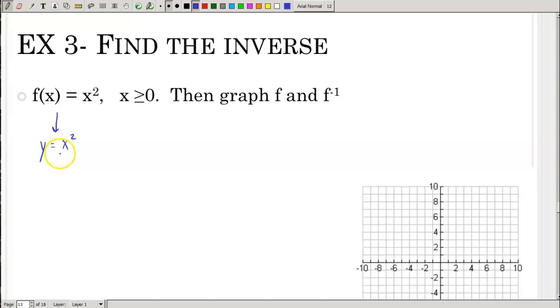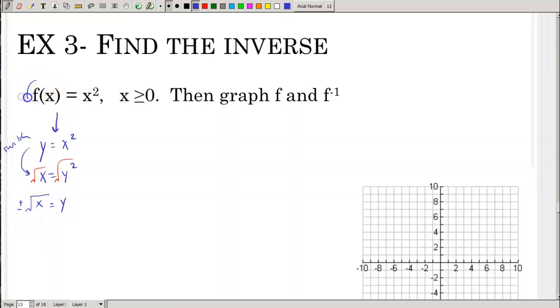Remember, this idea of inverses is that you take the inputs and the outputs and you simply switch them. So I make this x equals y squared. Switch. And then you can solve for y. So now I take the square root of both sides. Square root. And this is equal to, y equals, technically now this is plus or minus the square root of x. And so there's my inverse.